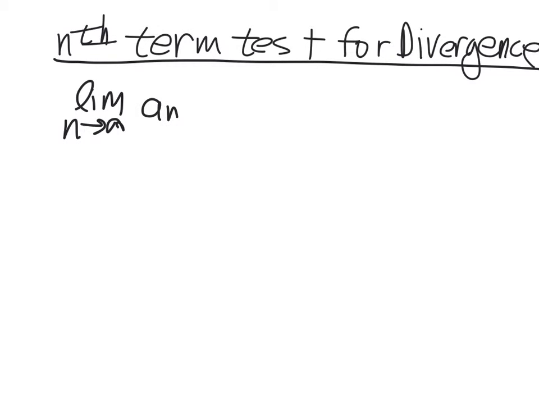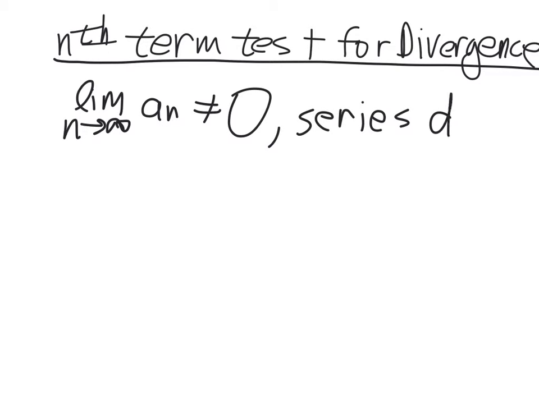If the limit of what I like to call the sequence term, the a sub n, did not equal 0, if it equaled 1 or 3/2 or 2/5, something like that, then the series diverges.